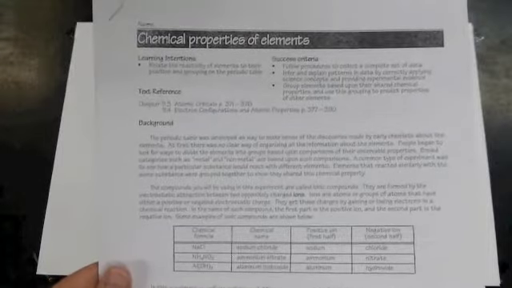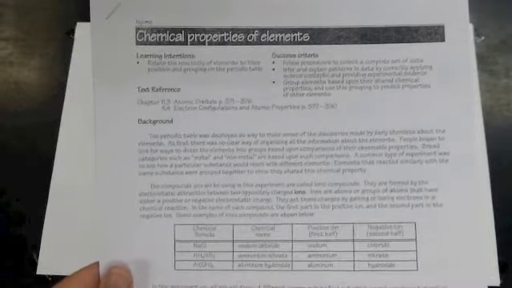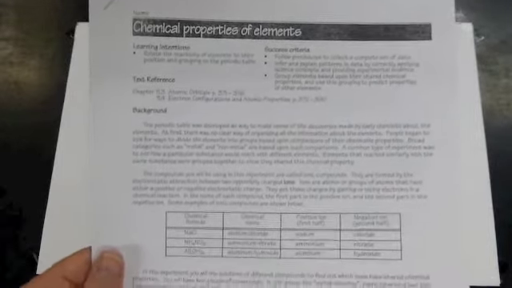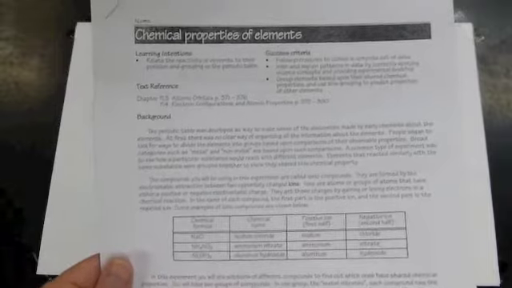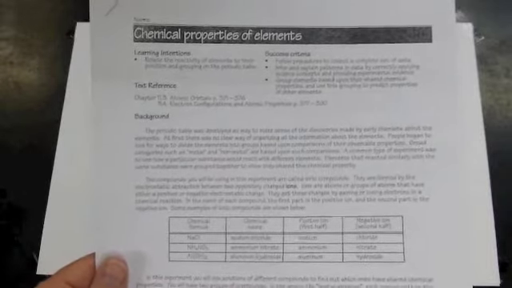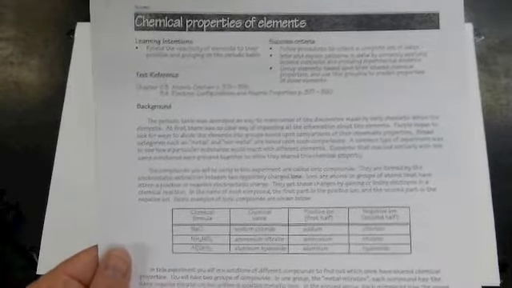Please make sure that you have handy your copy of the assignment Chemical Properties of Elements. This lab that we're going to do today looks at how different elements react or don't react with the same substances. And it also deals with how the periodic table got to be arranged the way it is.